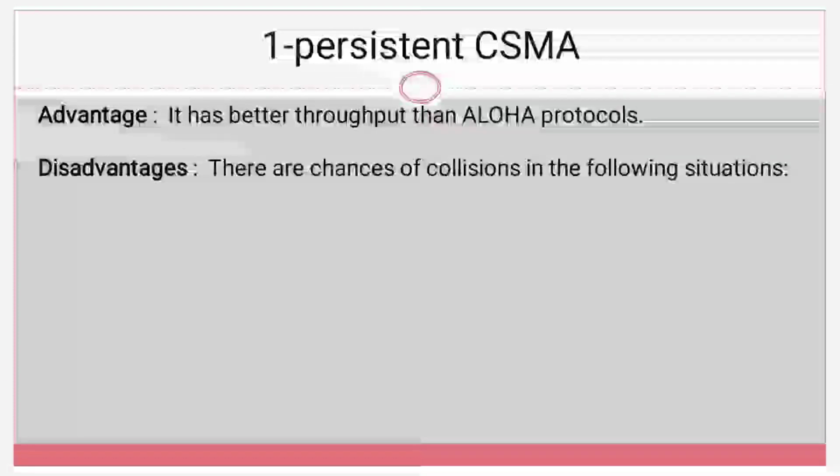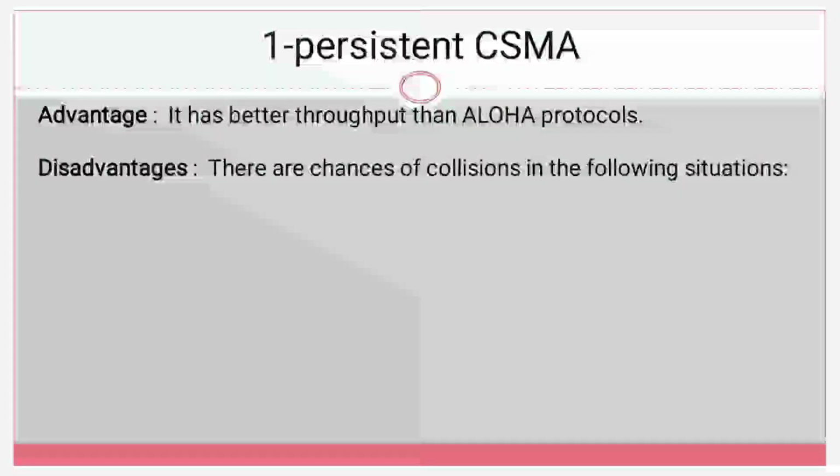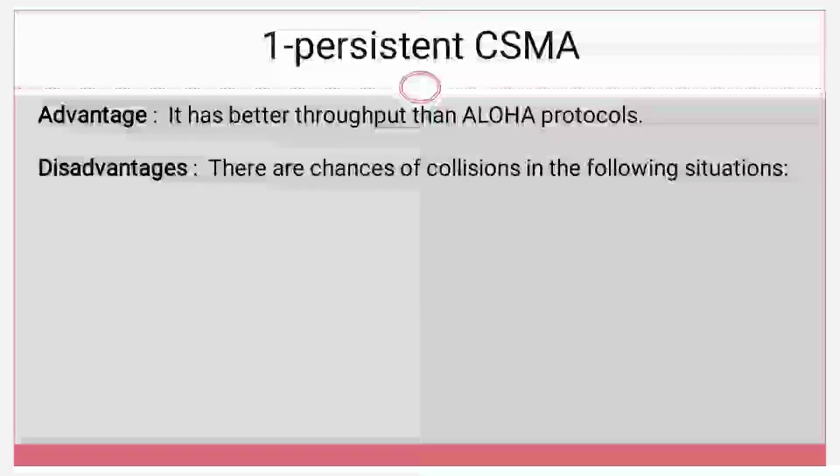Every protocol has two sides, one is advantage, another one is disadvantage. So here also for one persistent CSMA we have disadvantages. What are the disadvantages? There are two different situations for the occurrence of collisions. What are the two different cases?